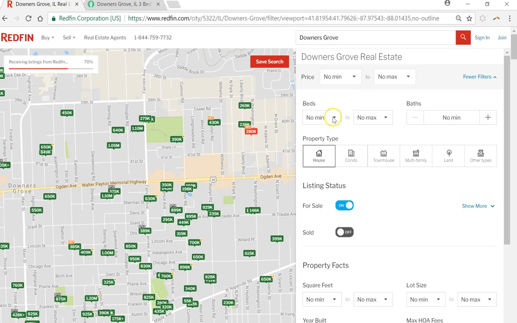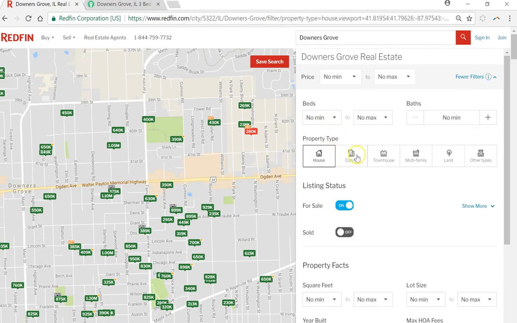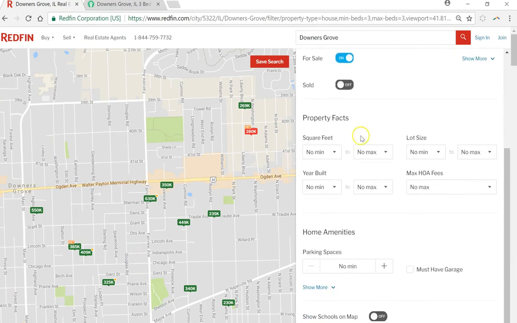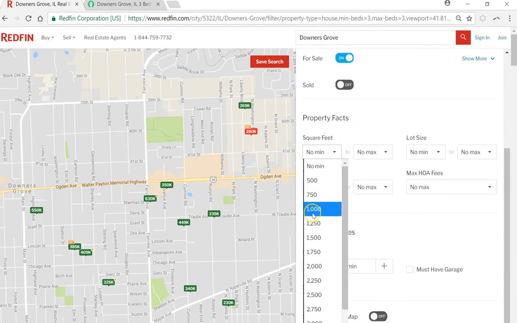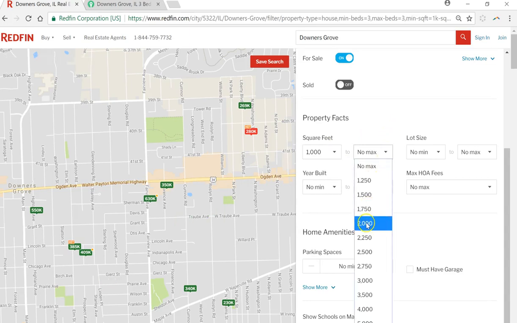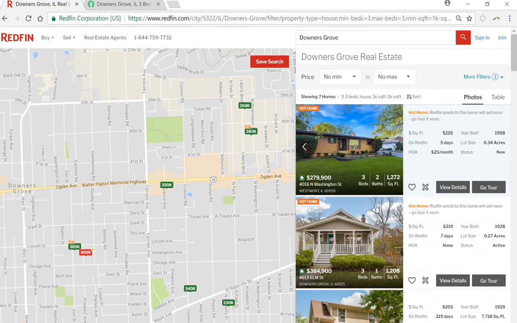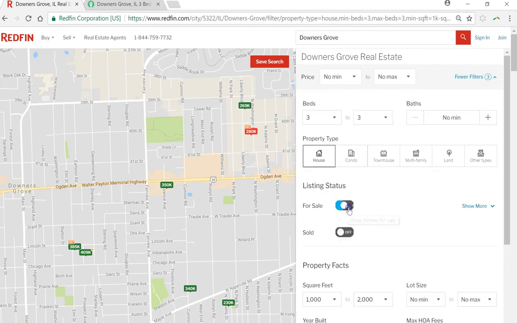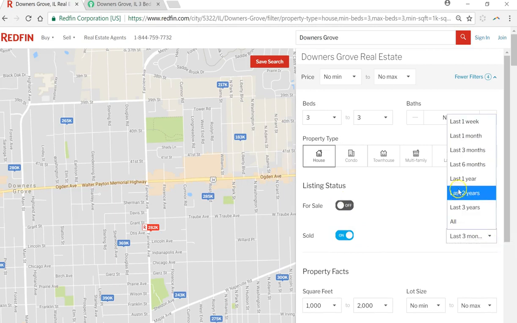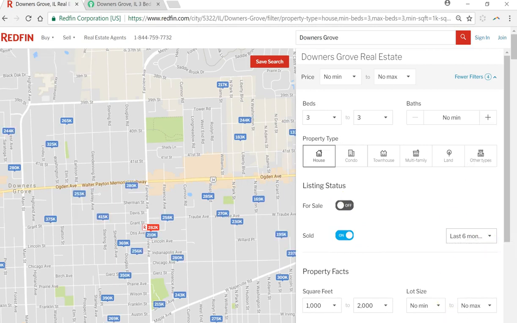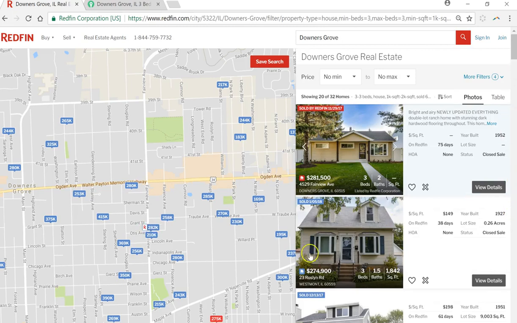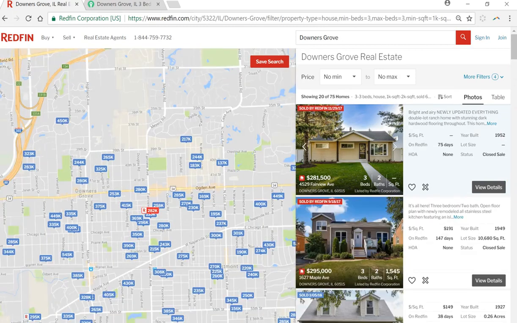And go to house. Okay. And change it to 3 bedrooms, max 3 bedrooms. And then also the square feet. Change the square feet to 1,000 to 2,000. Apply filters. Okay. Again, now it's showing me the property that's currently listed, so I want to see closed properties within the last 6 months. Then you just may want to zoom out a little bit so you can get more properties.